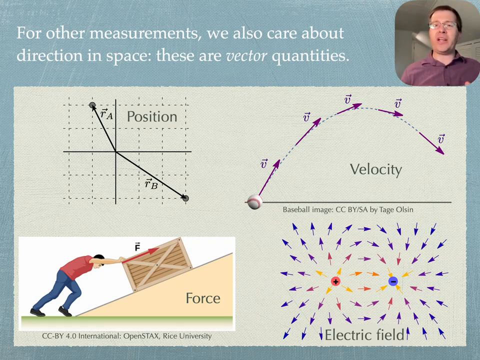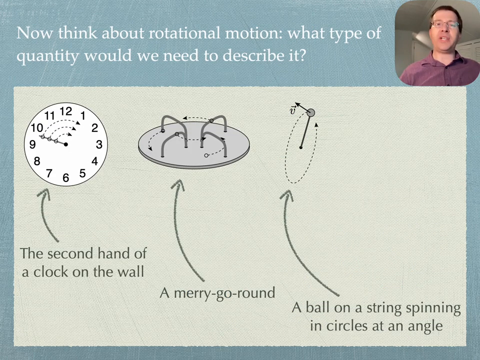So here's another quantity to consider. What about rotating systems? I've got three of them that I've illustrated here. One of them is a clock on the wall moving clockwise, of course. One of them is a merry-go-round sitting on the ground that's just rotating around on the ground. And one is a little harder to visualize.